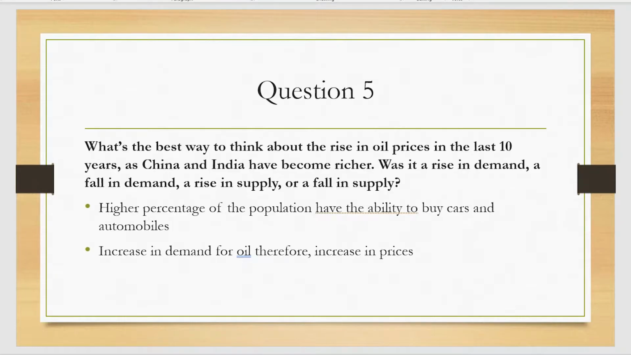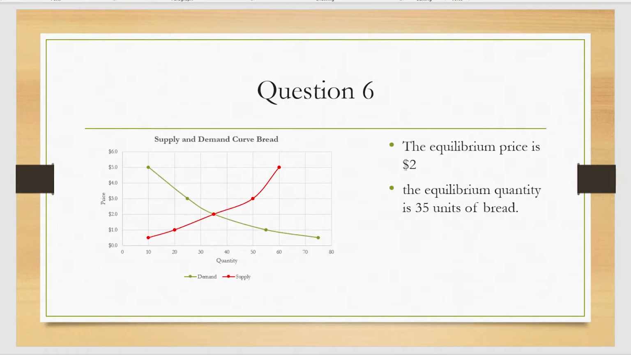Question 5. When China and India become richer, a higher percentage of the population has the ability to buy cars and automobiles. Therefore, there's an increase in demand for oil. As a result, prices increase. Question 6. This is the supply and demand curve plotted based on the data given. As you can see, the equilibrium price is $2 and the equilibrium quantity is 35 units of bread.